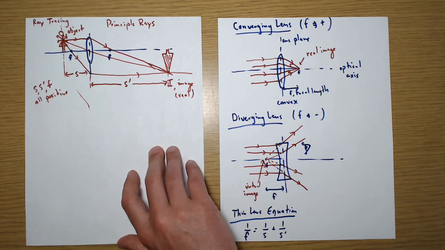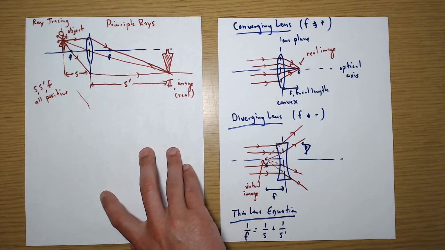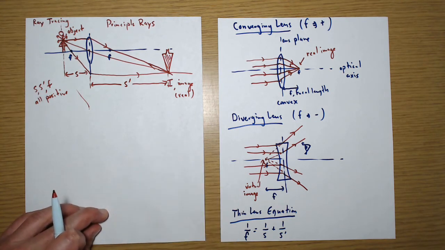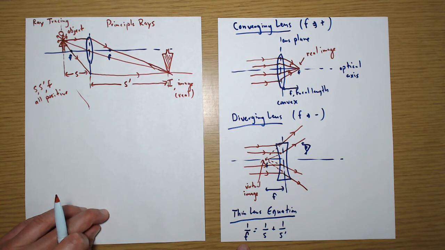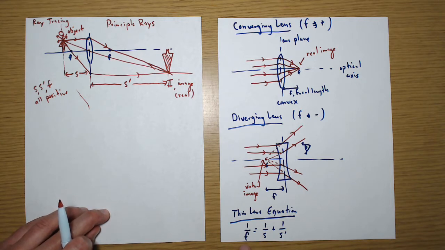All right. Now, the thin lens equation right here relates S, S prime, and F. So if you know the focal length of your lens and you know where your object is located, you can determine where the image is. Let's say it's an unknown lens and you want to determine its focal length. You just put an object at a certain distance, measure where it's focused, and you can determine F.